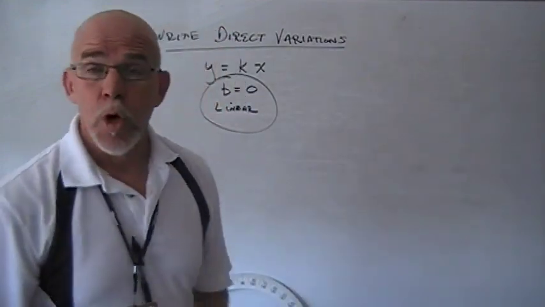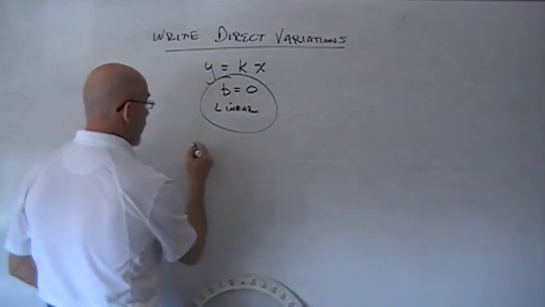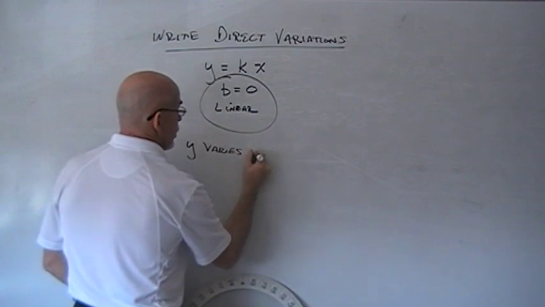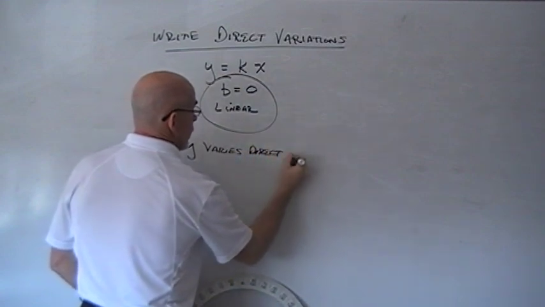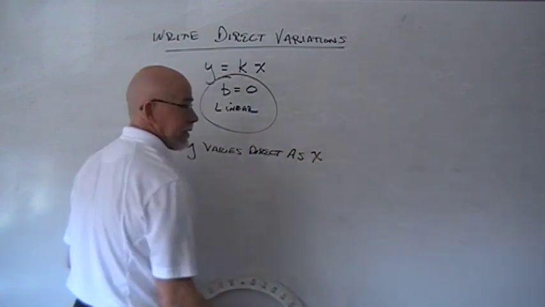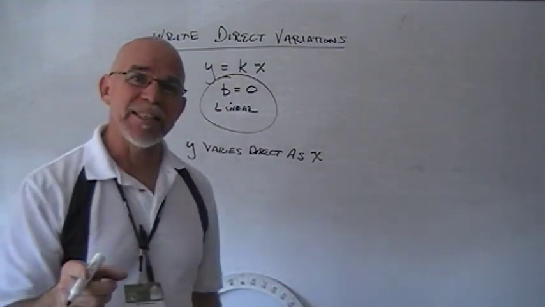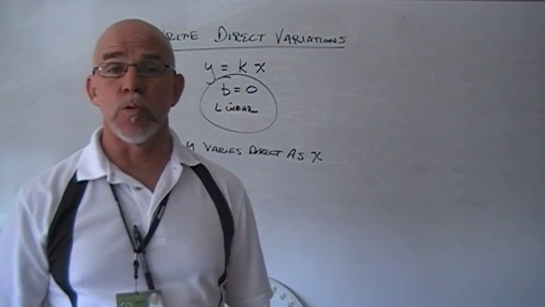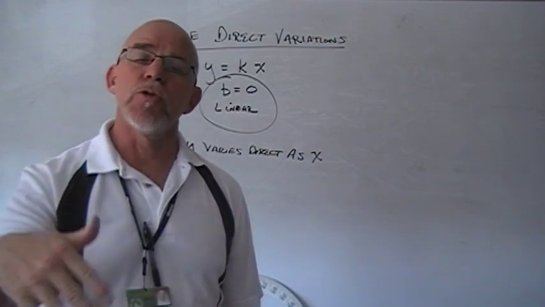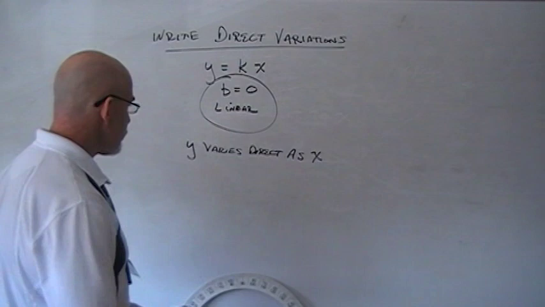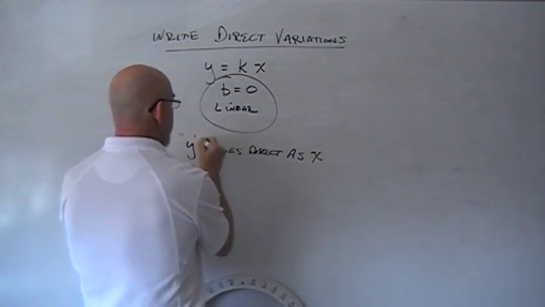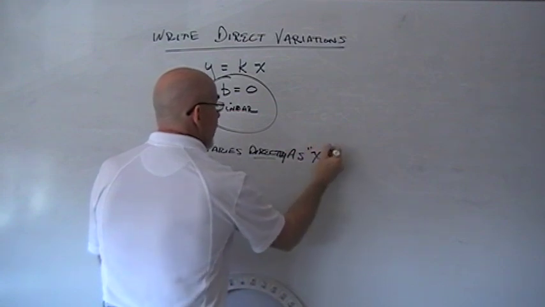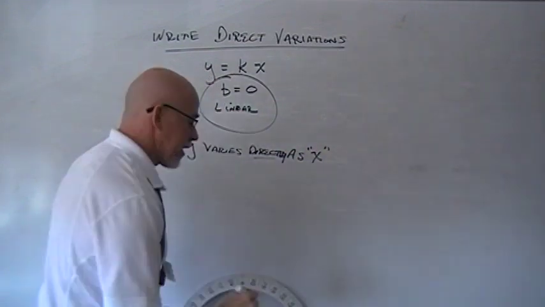Well, how do you write that? What they're going to do to you today is give you a phrase that says y varies directly as x. And in saying that, that's your cue. That's your English that you need to be able to read to understand that you're dealing with a direct variation type of situation. So when you read that y varies directly as x, that tells you that you're going to write this kind of equation.